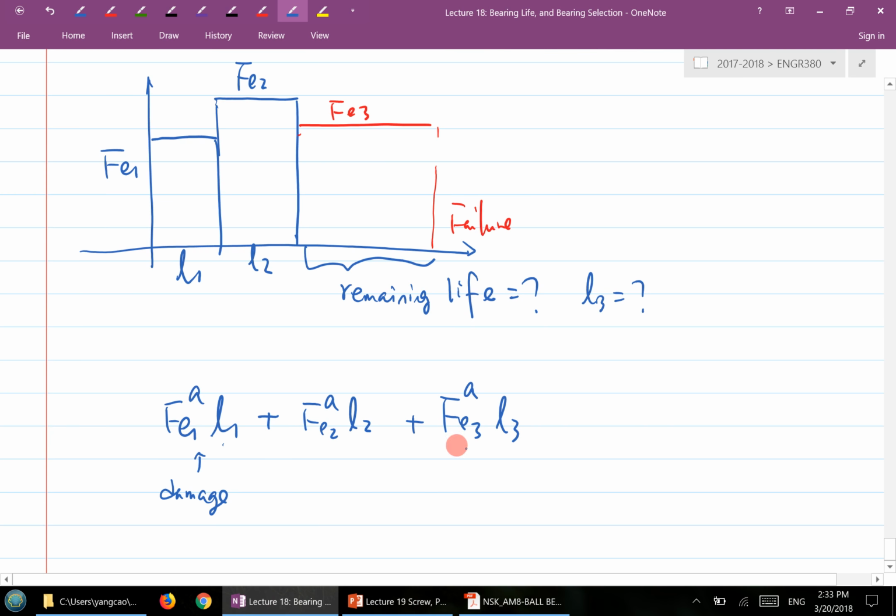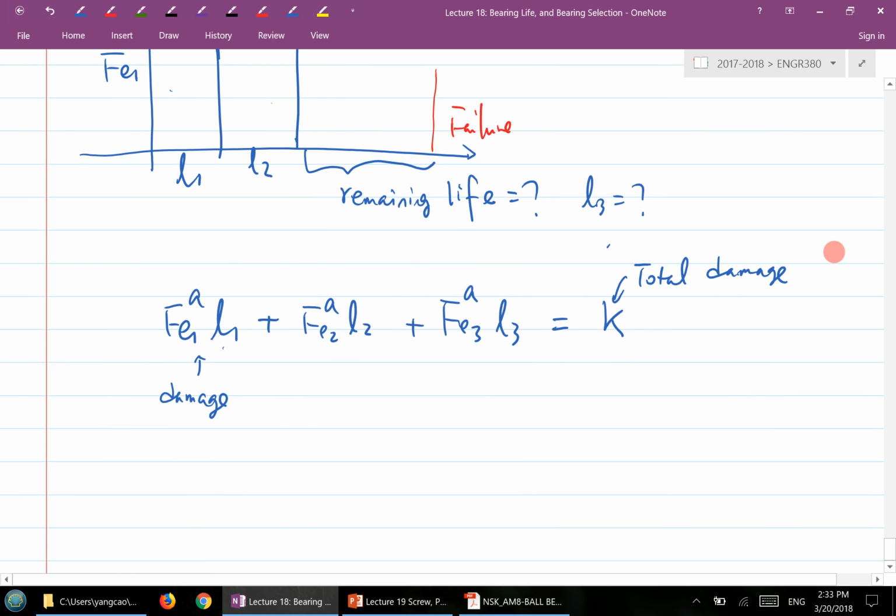When you add all three up according to the scenario, you have damage 1, damage 2, and damage 3. So technically what we see is it reached its life, according to this diagram. When you add this up, this is basically the total damage concept. When you add this up, you reach the total damage. So the key value is the total damage.